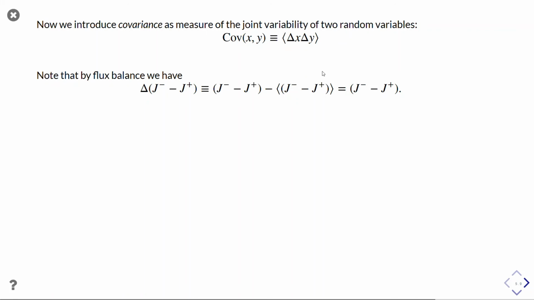This follows from acknowledging the linearity of taking averages, so that the average of J minus minus J plus is equal to the average of J minus minus the average of J plus, and flux balance tells us that those two averages are equal, therefore their difference is equal to 0. And so we have this expression for delta J minus minus J plus at stationarity.